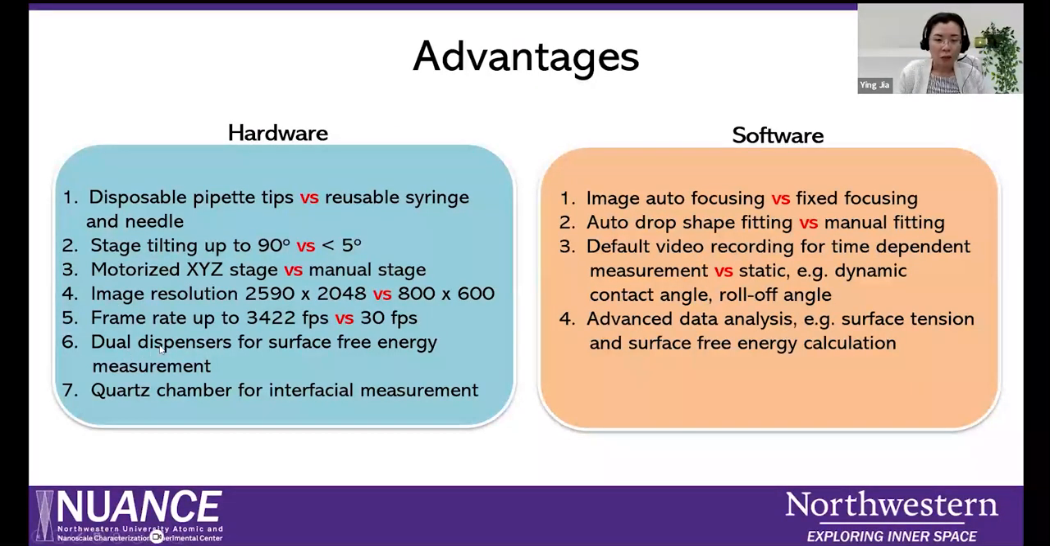And we also have dual dispensers, which can measure two liquids on one surface. This is mostly used for calculating the surface free energy, but it also makes switching the liquids much easier.